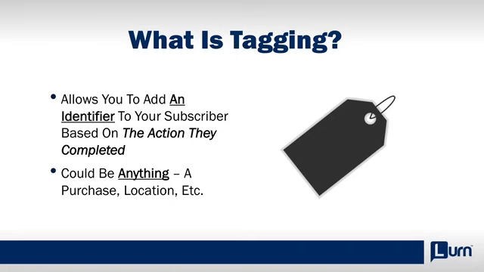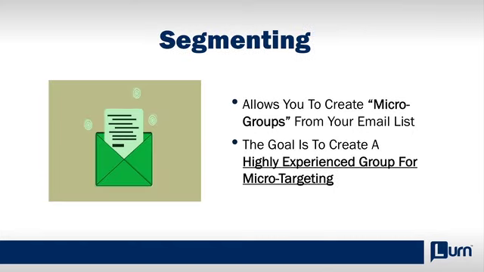Now, the second way to do it is segmenting, which goes hand in hand with tagging, because segments can be looked at as micro groups from your email list as well, but it's done in a different way. A segment is done based on the data that you have. A tag is done based on an action. So when you're doing a segment based on the data you have, the goal is to create a list of a highly targeted group for the micro-targeting that you want to do. An example would be creating a list based on people who've purchased a program, or spent a certain amount of money, or are from a certain location.